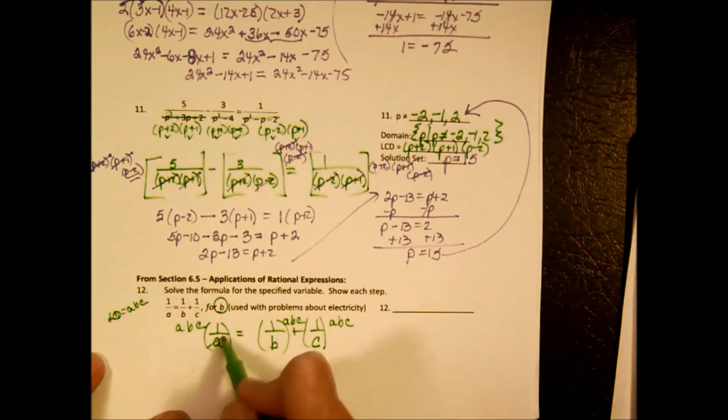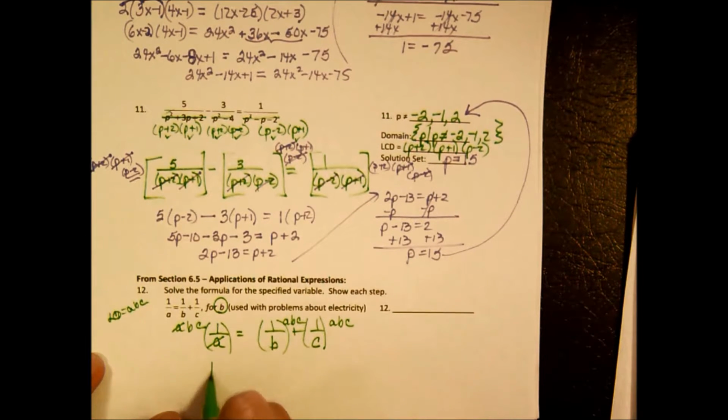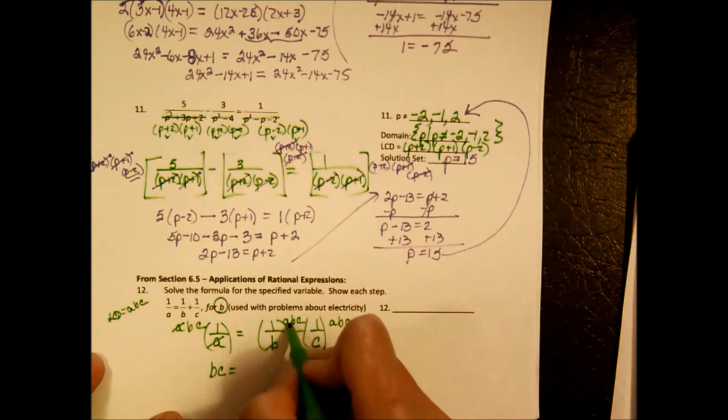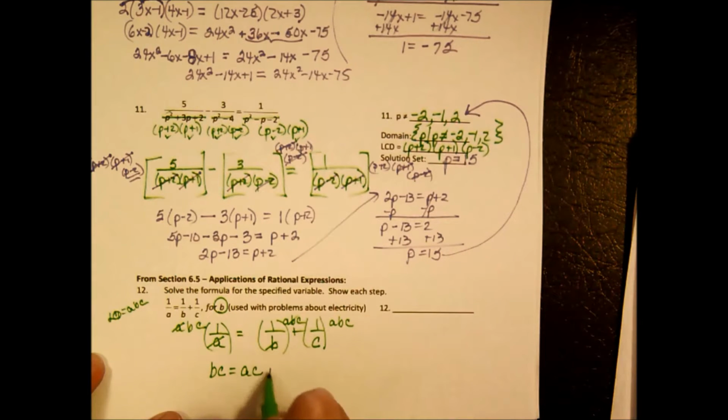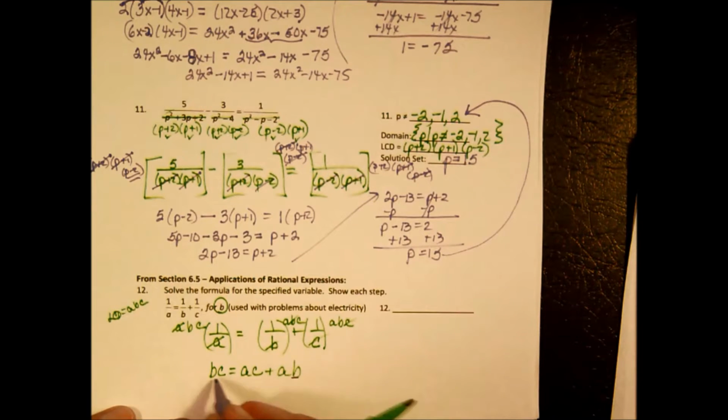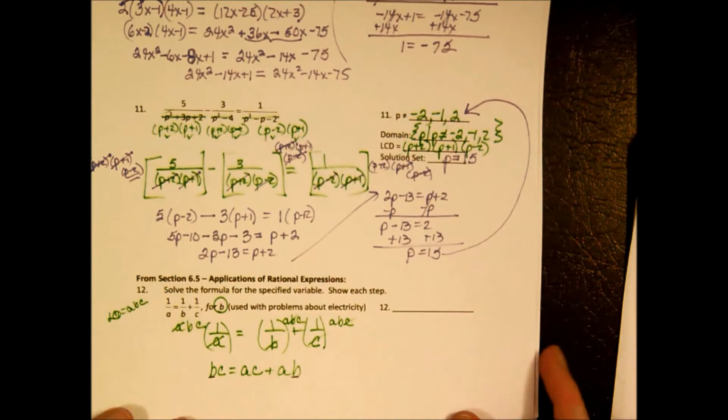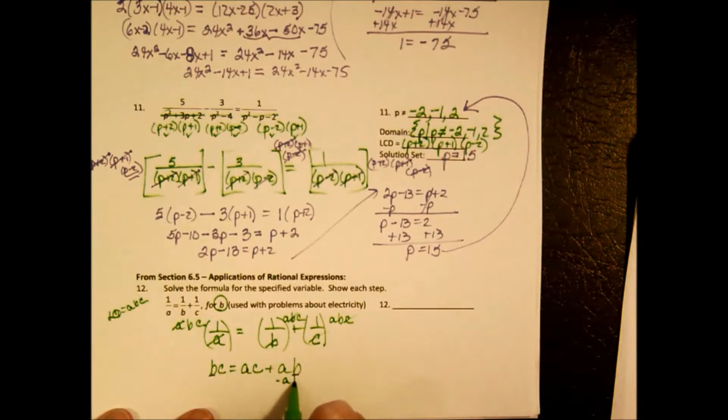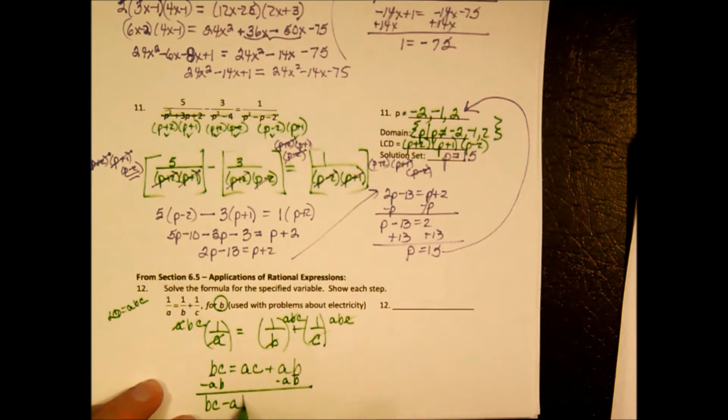So what's left is BC equals AC plus AB. Now we're trying to solve for B, but if you notice, there are two of them. There's one here and one here. In order to solve for B, I have to get them on the same side. So I'm going to subtract an AB. That gives me BC minus AB equals AC.